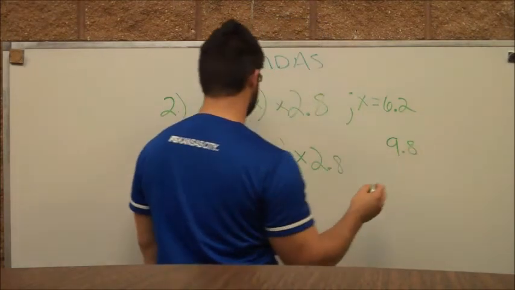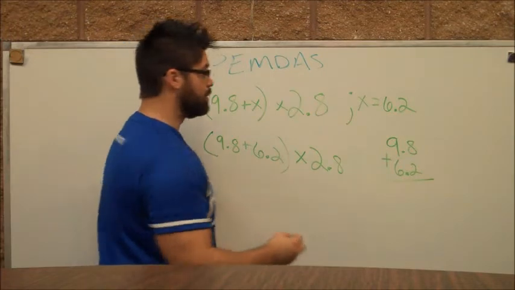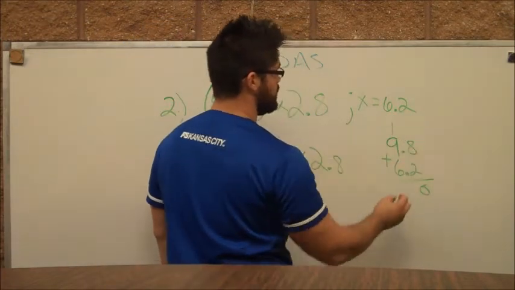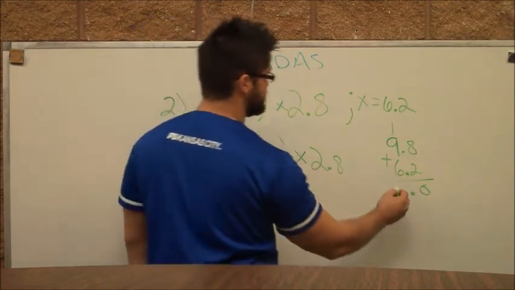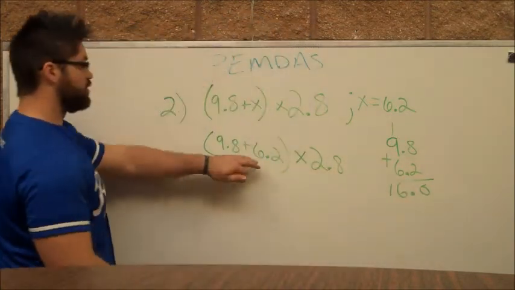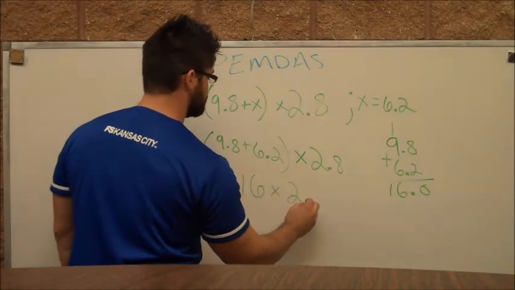9.8 plus 6.2. 8 plus 2 is 10. I'm going to bring down my decimal straight there. 1 plus 9 is 10, plus 6 is 16. So this quantity is equal to 16 times 2.8.